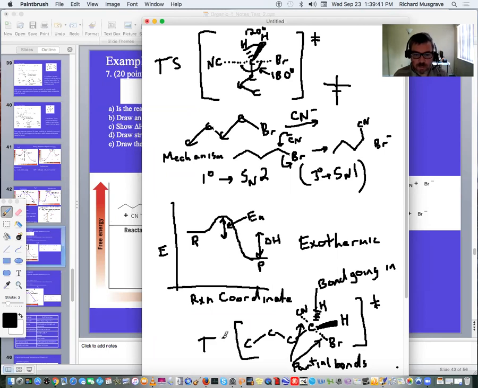TS. TS. And either one of those is fine. Does anybody have any questions, especially about the difference between a mechanism and a transition state?